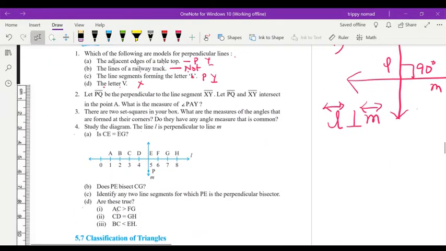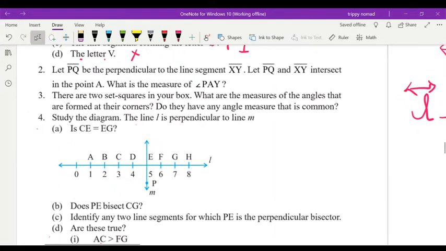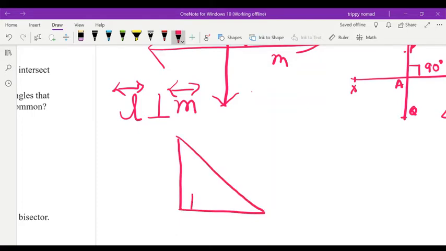Now we are going to start question number 3. Third question, there are two set squares in your box. What are the measures of the angles that are formed at their corners? Do they have any angle measure that is common? Yes, you have seen in your geometry box when you purchased, two set squares come. If I draw a rough figure of that set square, it will be like this one: a 90-degree angle, and these two will be of measure 45 degrees and 45 degrees.